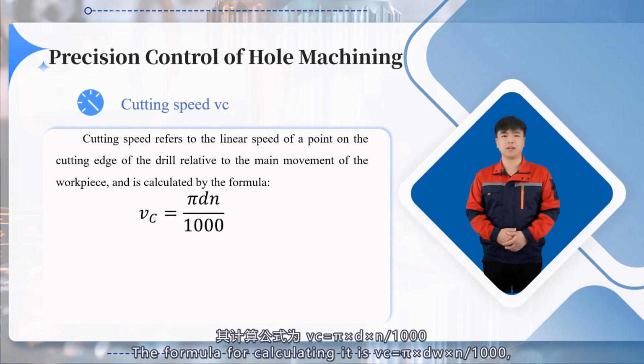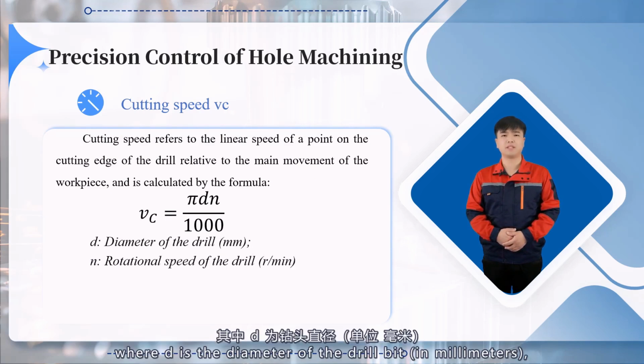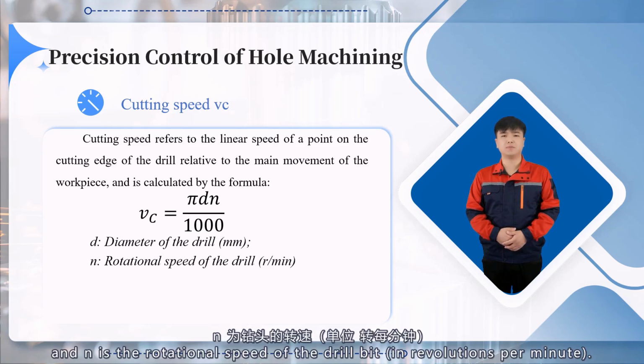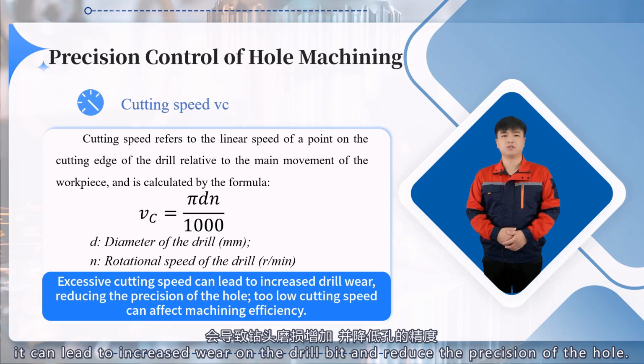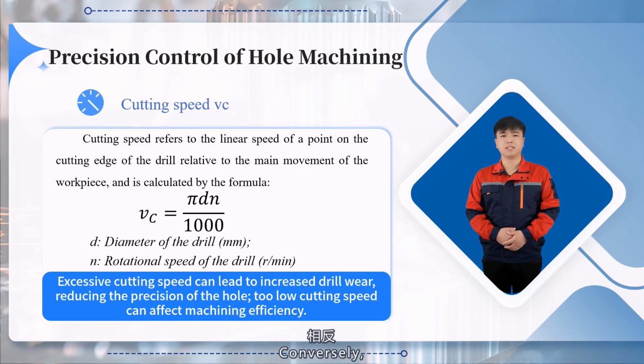The formula for calculating it is Vc equals pi times d times n divided by 1000, where d is the diameter of the drill bit in millimeters, and n is the rotational speed of the drill bit in revolutions per minute. If the cutting speed is too high, it can lead to increased wear on the drill bit and reduce the precision of the hole. Conversely, if the cutting speed is too low, it can affect machining efficiency.